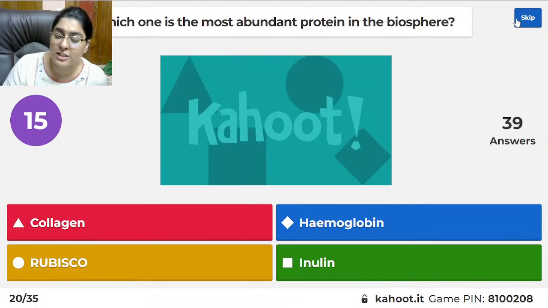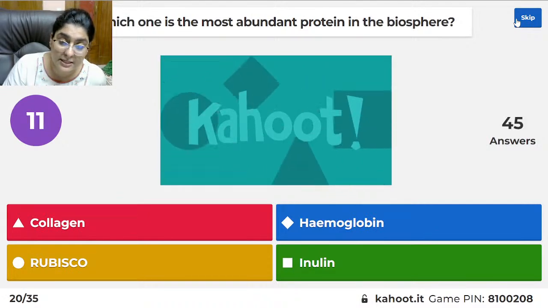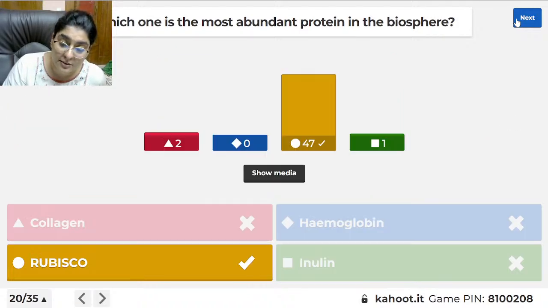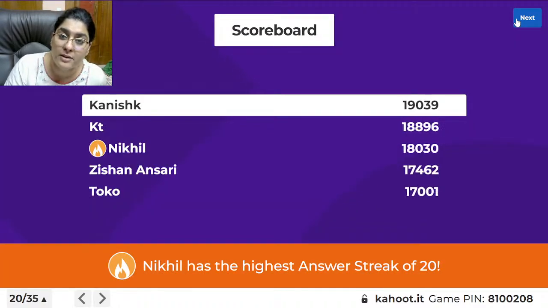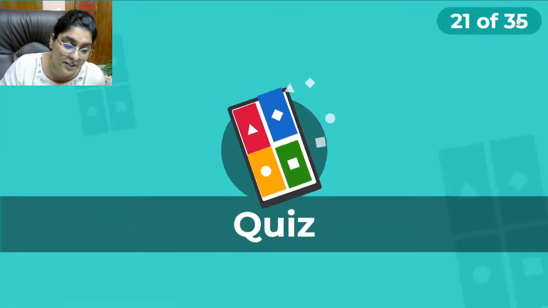As I said, not just the most abundant in the animal world, you're supposed to know the most abundant protein in the whole biosphere also. A very typical question and a very important question. It's Rubisco, the enzyme. It's the most important protein because it's an enzyme. It's a protein in the entire biosphere.